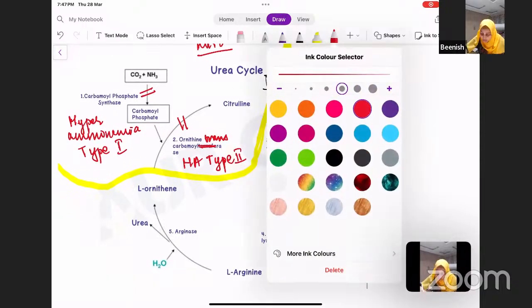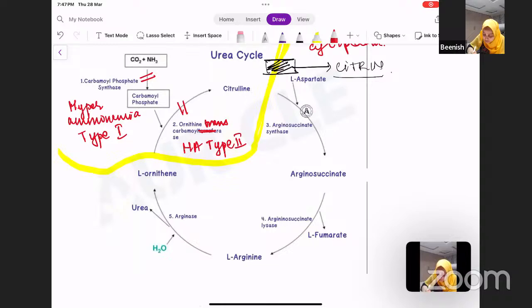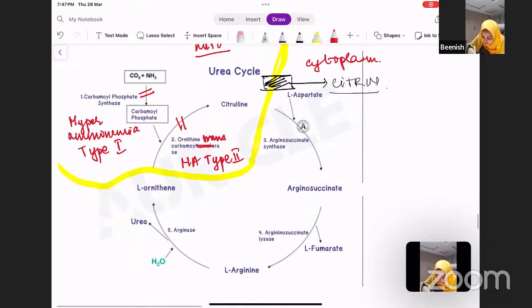Now let's see what is happening if the block is at the next level, that is the enzyme argininosuccinate synthetase. Okay, argininosuccinate synthetase. If the block is here, what will it cause? It will cause citrullinemia type 1.